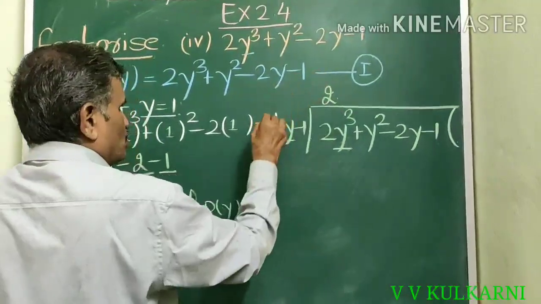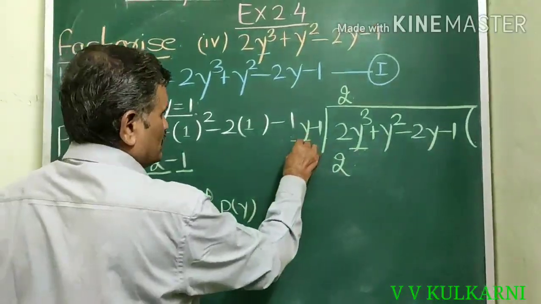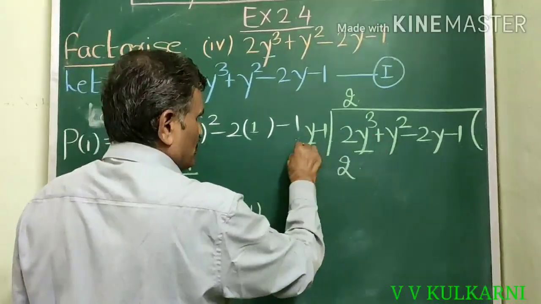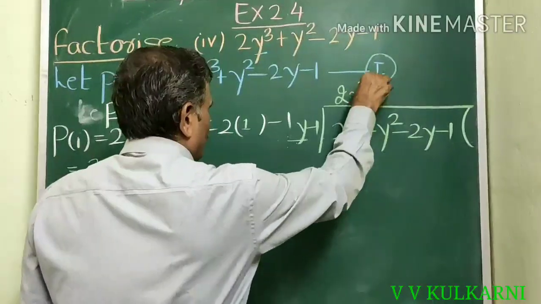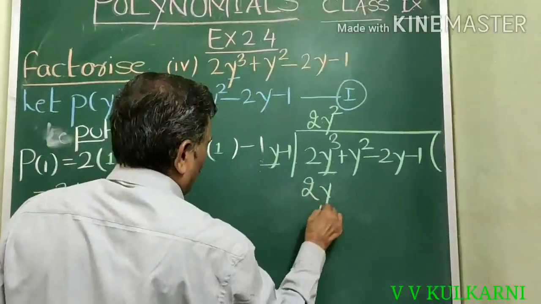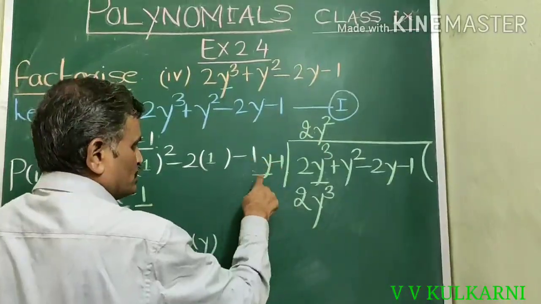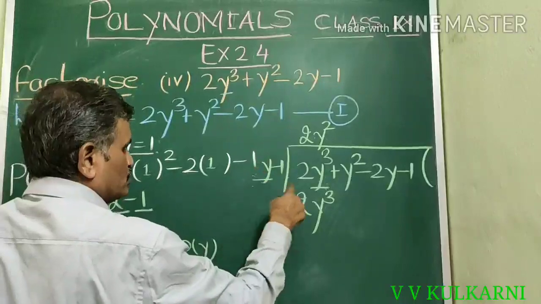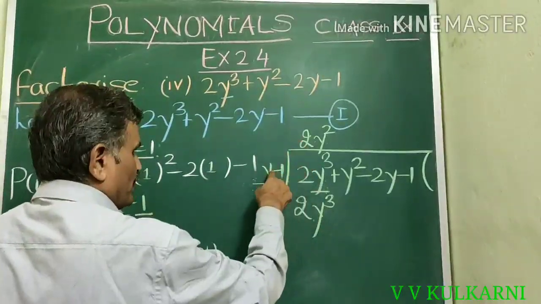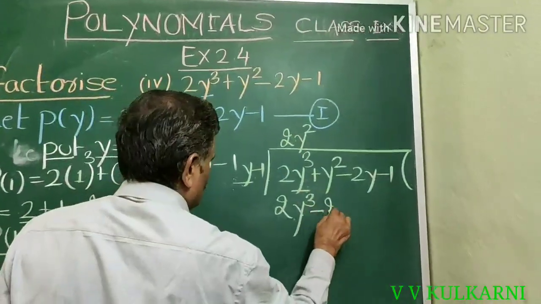If I do that, 2 into 1 will be 2. Again here y is there, y cube is there. So that means I have to multiply by y square. If I do that, y square into y will become y cube. So what I have done is 2 into 1 is 2, y square into y is 2y cube. Again plus of minus is minus, 2y square into 1 is 2y square.